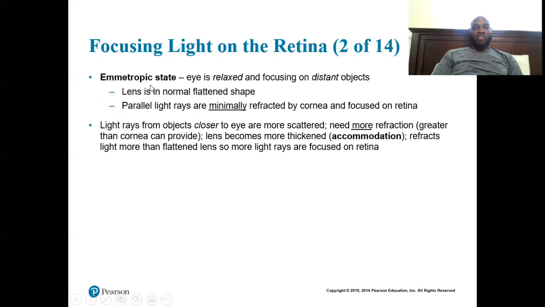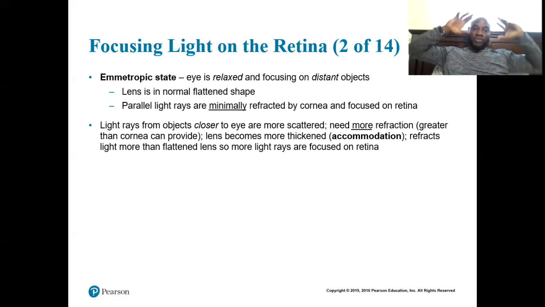Emmetropic state: eyes relaxed and focusing on distant objects. Lens is in normal, flattened shape. Parallel light rays are minimally refracted by the cornea and focused on the retina. So this is when you can see something in the distance, but not necessarily the things up close. Light rays from objects closer to the eye are more scattered. They need more refraction. The lens becomes more thickened, accommodation, and refracts light more than a flattened lens, so more light rays are focused on the retina.